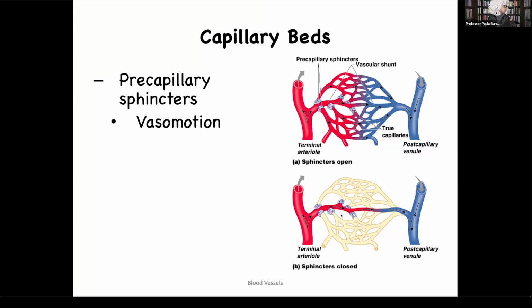The illustration at the bottom shows that the blood remains in the vascular shunt and goes directly from the terminal arteriole over to the postcapillary venule. What allows this to happen is closed precapillary sphincters. And so the smooth muscles of the precapillary sphincters are contracted.